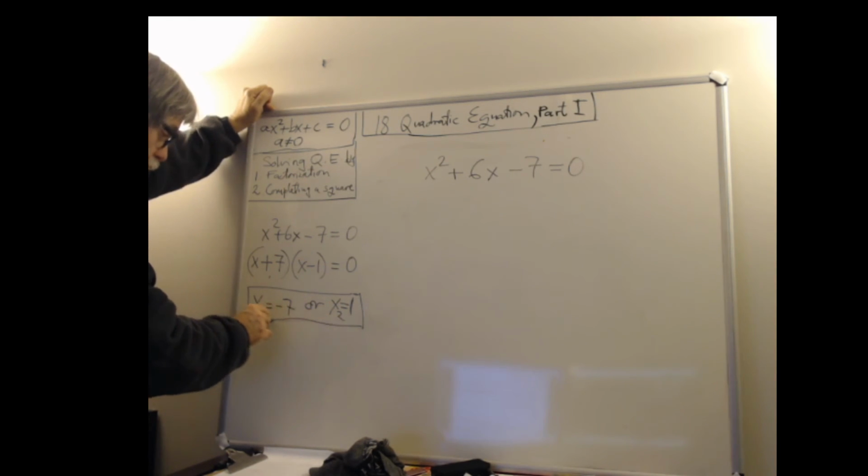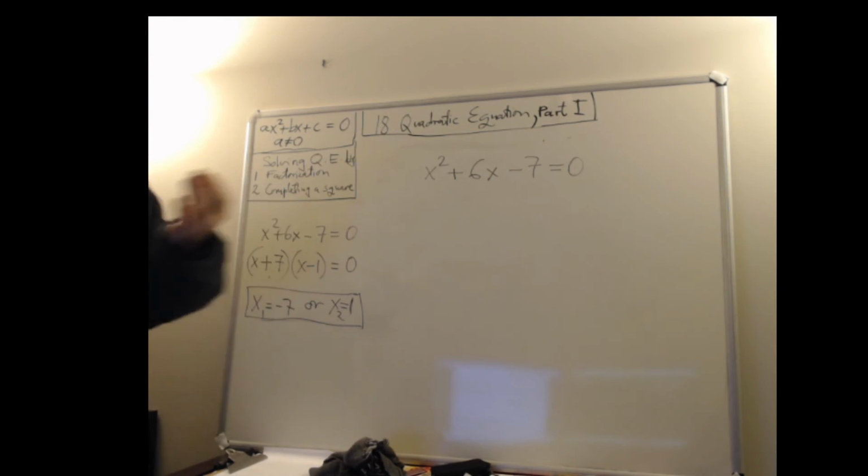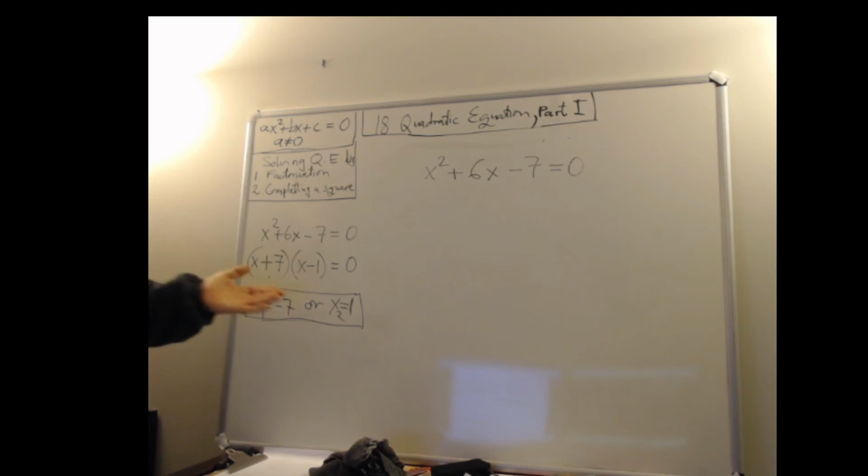Okay, my point is here, I'm going to do this by completing the square. And you can say, why do you want to do it by completing the square when it's so easy to do by factorization? Because of that. I want to have some easy examples. You can see how completing the square works.